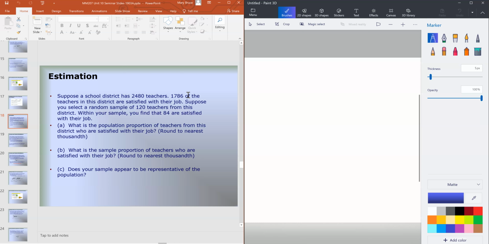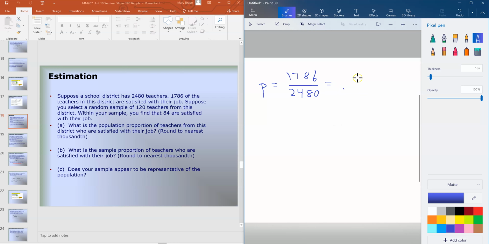So the part of the question asks us to calculate the proportion of teachers, and y'all think of proportion as like a portion, a percentage. So when it asks us to calculate the proportion of teachers in the entire district, so in the entire population, who are satisfied with their job, then we would calculate that, and that's the symbol P for the population proportion, by just realizing that 1,786 out of the total 2,480 teachers are satisfied. And you would just grab a calculator and put that in, make sure the top number goes in first. 1786 divided by 2480 in my calculator.